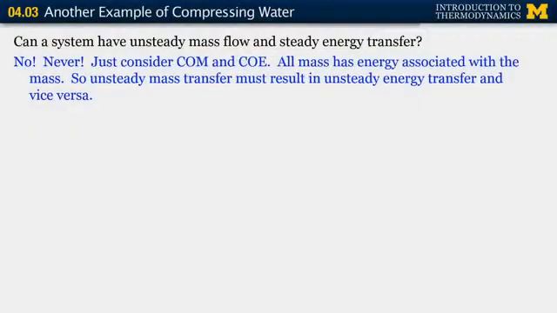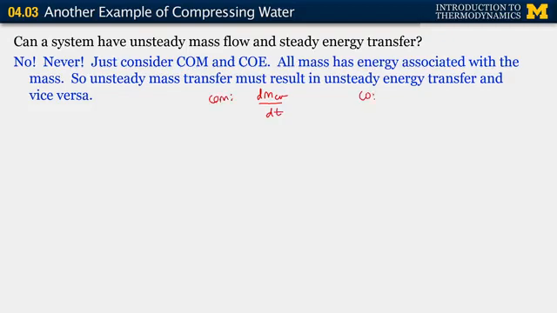Okay, welcome back. So the first question we asked at the end of the last segment was, can you ever have a system that has unsteady mass flow and steady energy transfer? And the answer is no, never. Think about it mathematically, just in terms of the governing equations. If you have an unsteady mass flow term, what you're saying is you need to include this term explicitly, right? This would be the term from the conservation of mass.